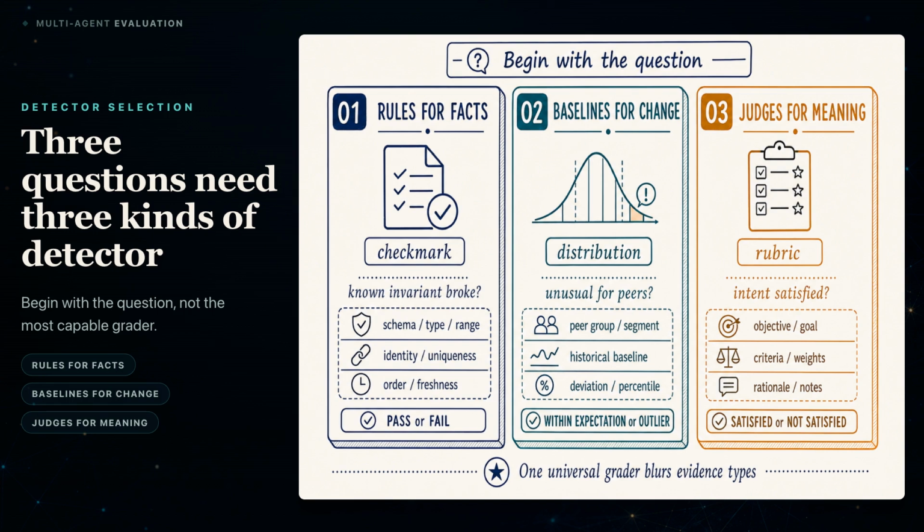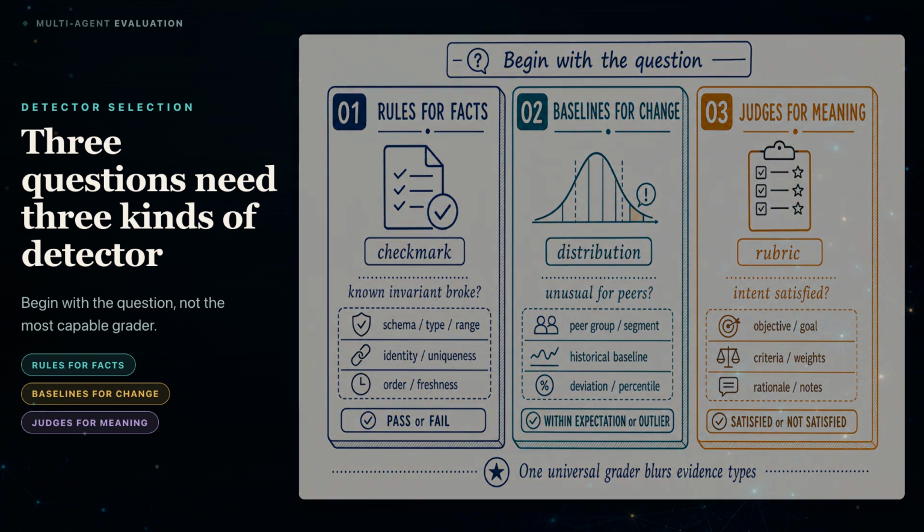Do not begin by choosing the most capable evaluator. Begin with the question: did a known rule break? Is this behavior unusual for comparable requests? Does the output actually satisfy the user's intent? Those are different measurement problems. One universal grader would blur direct evidence, statistical suspicion, and contextual interpretation into the same kind of score. Use rules for facts, baselines for change, and judges for meaning.